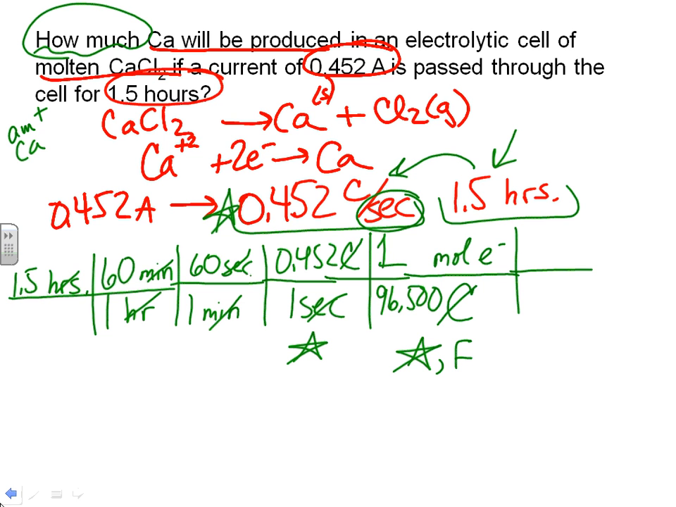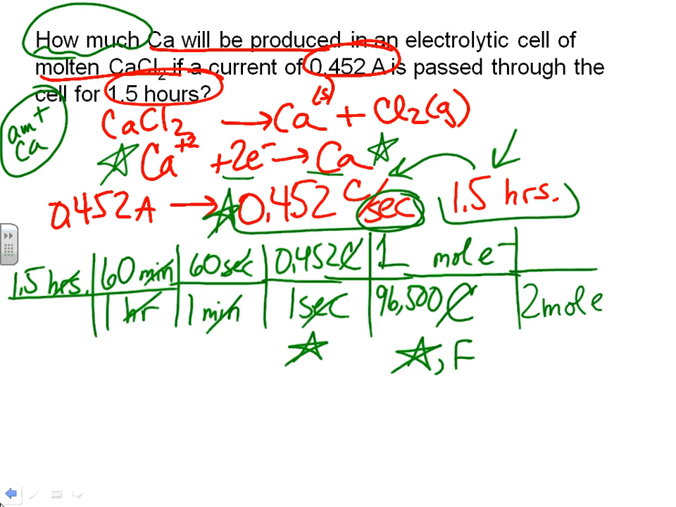We don't want moles of electrons. I'm going back to this right here. We want the amount of calcium. But this is why we wrote this half reaction right here, because it tells us the relationship between moles of electrons and solid calcium. It says that 2 moles of electrons is capable of making 1 mole of Ca.